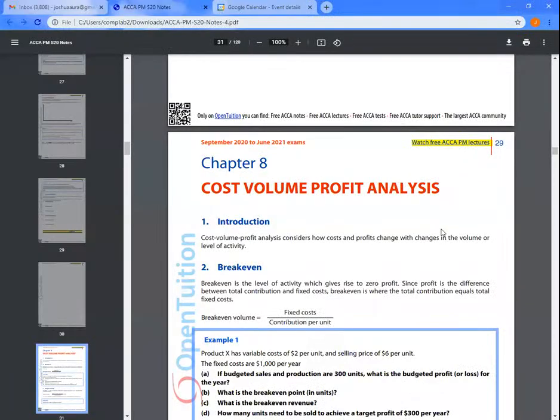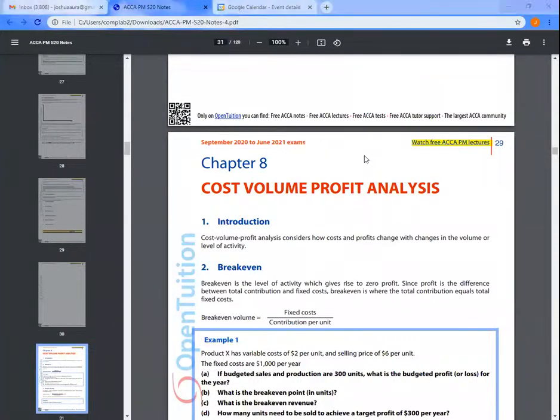Considers how costs and profits change with the changes in the volume or levels of what here? Activity, or levels of activity.